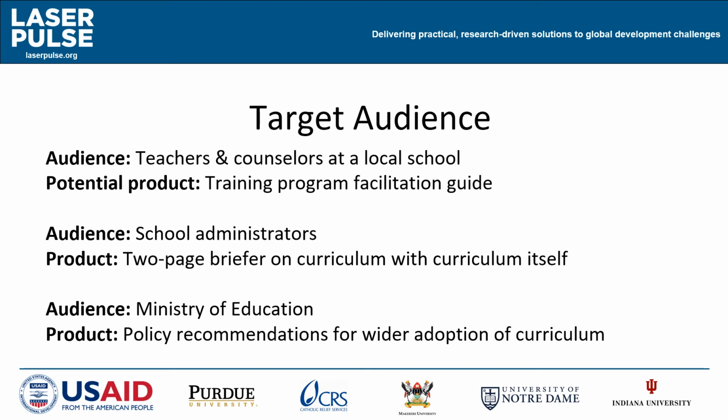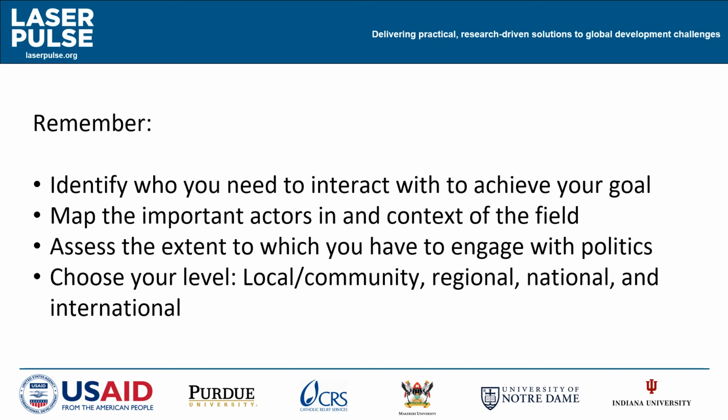Consider the multiple levels of potential target audiences: local, regional, national. In the research translation process, you could have more than one target audience. Remember, identify who you need to interact with to achieve your goal. Map the important actors in and context of the field. Assess the extent to which you have to engage with politics. And choose your level: local or community, regional, national, international?